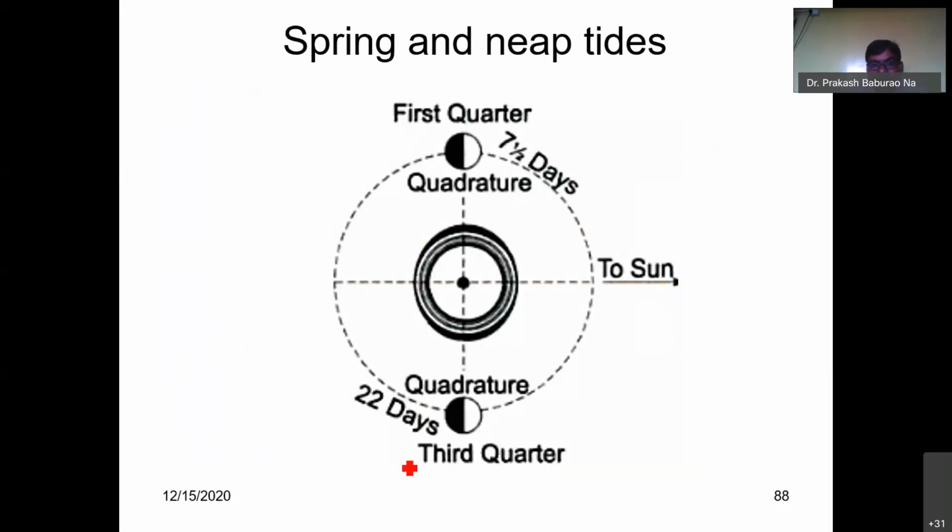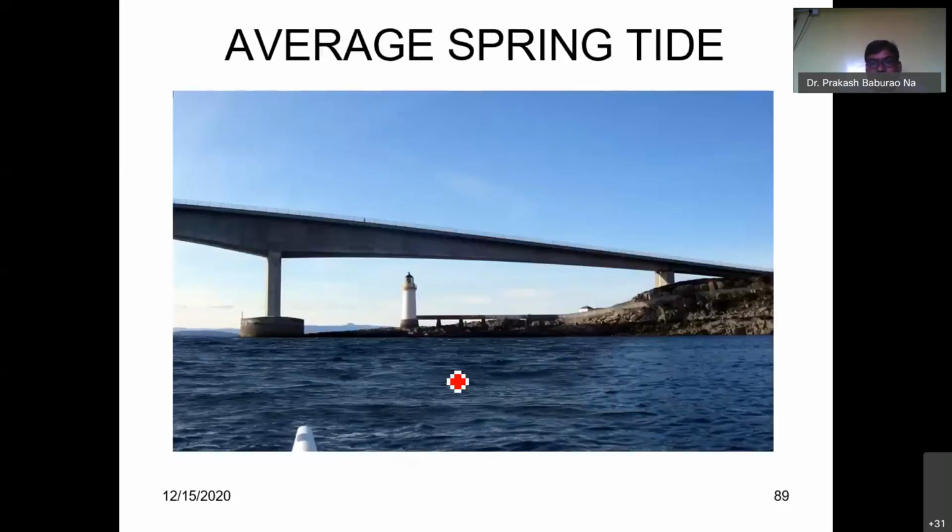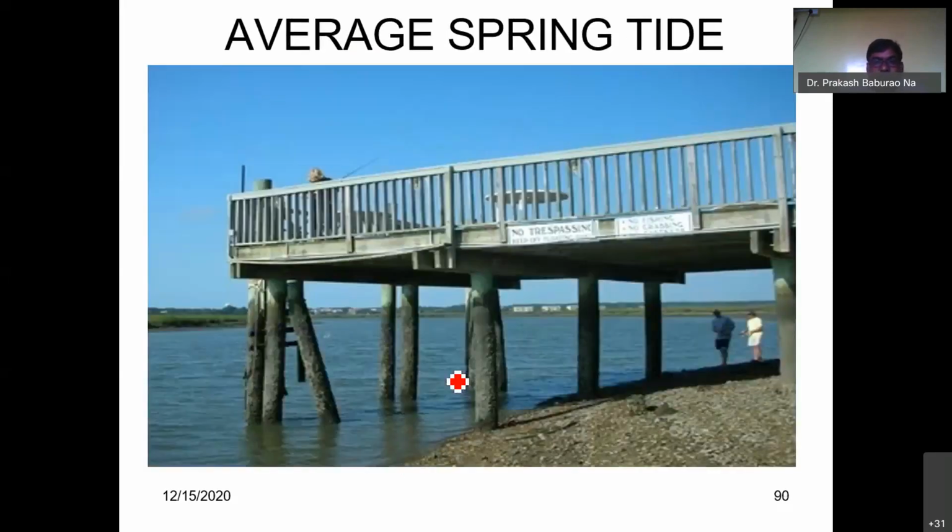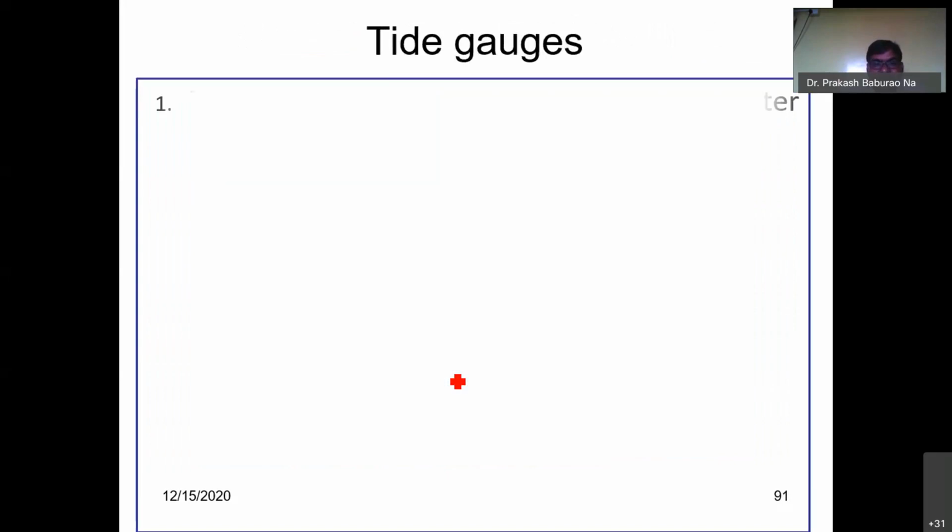Then after 22 days, you have to observe again, after 3 weeks. What is the position? This is now the average spring tide on a site. This photograph has been taken. Now, measurement with the tides.